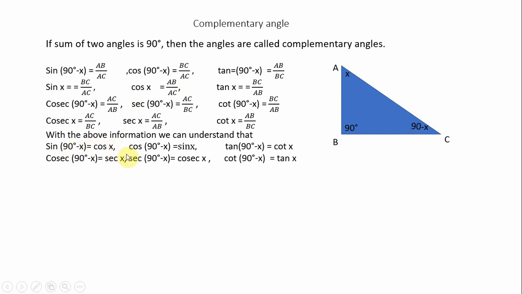Actually we have to learn it. This is how the derivation comes. So sin 90 minus x becomes cos x. Similarly, cos 90 minus x is equal to BC by AC. Sin x is also equal to BC by AC. So cos 90 minus x is equal to sin x. So sin 90 minus x is equal to cos x and cos 90 minus x is equal to sin x.